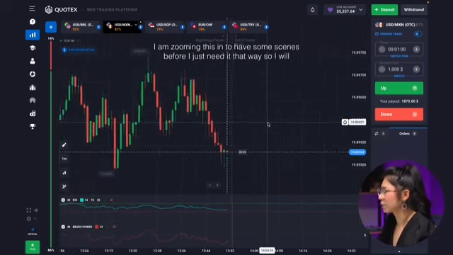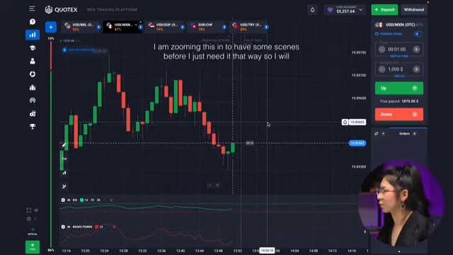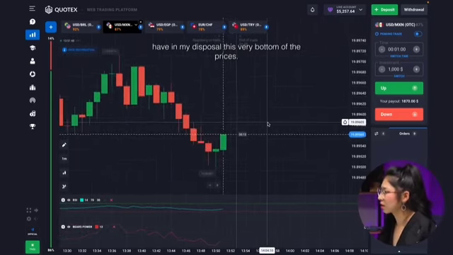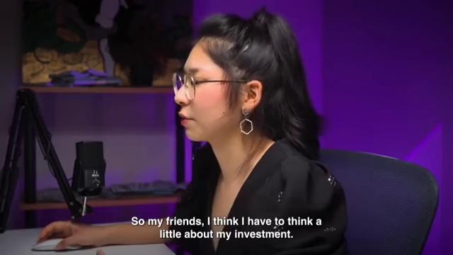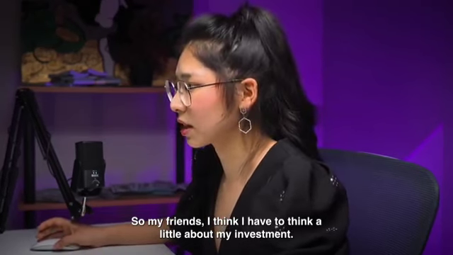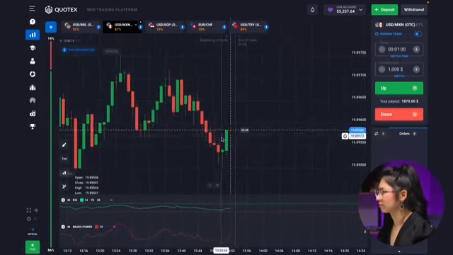I'm zooming this in to have some scenes before I just see it. That way I will have at my disposal this very bottom of the prices. So my friends, I think I have to think a little about my investments, and let's try them with the reds. So, come on.